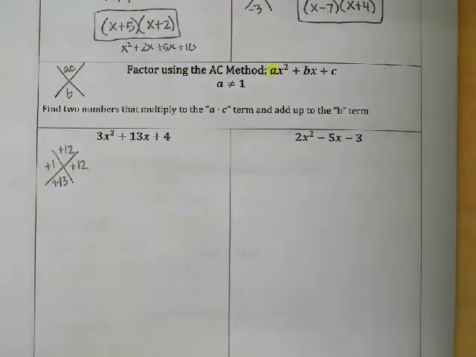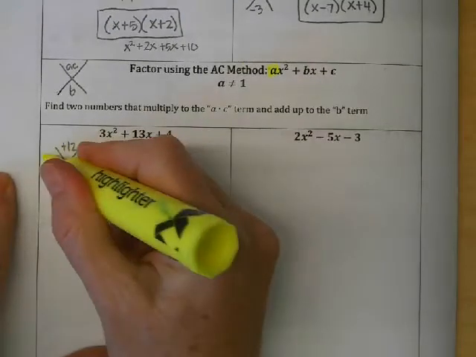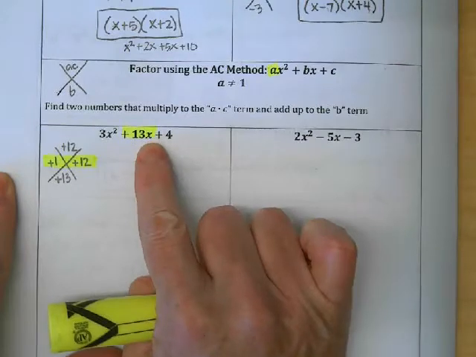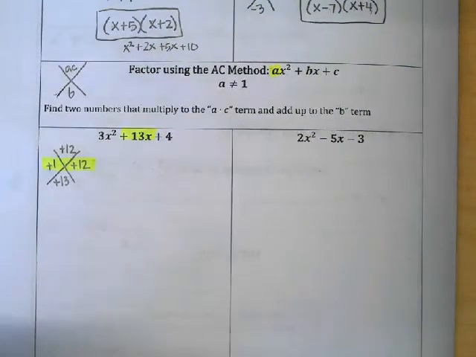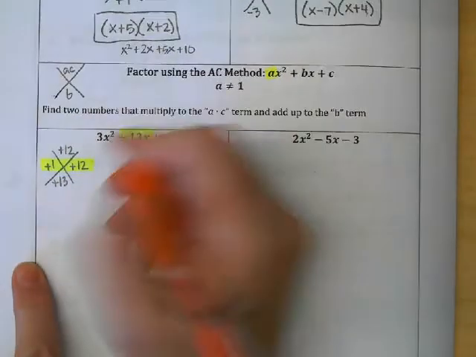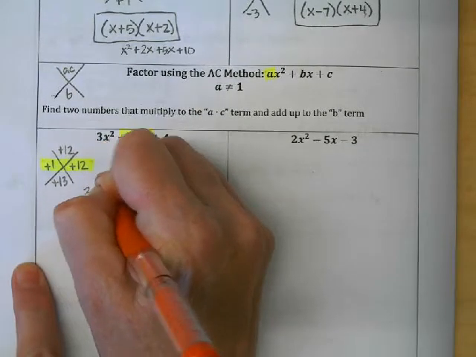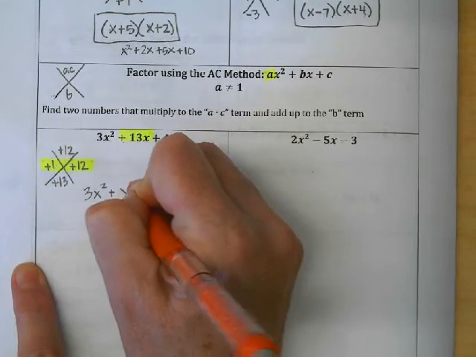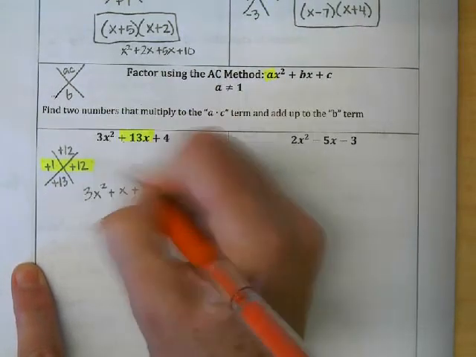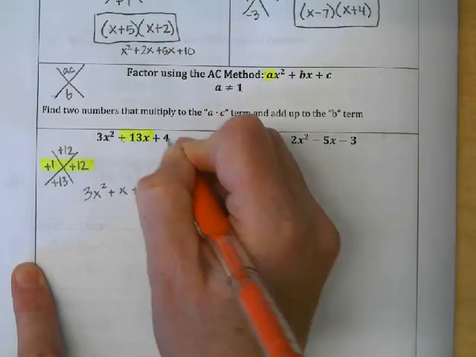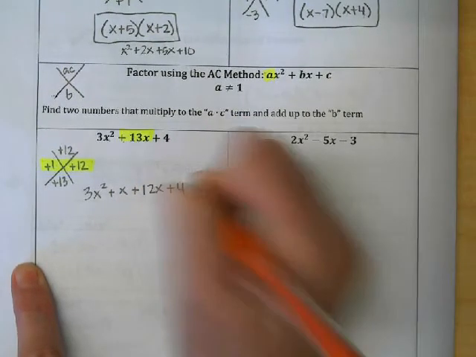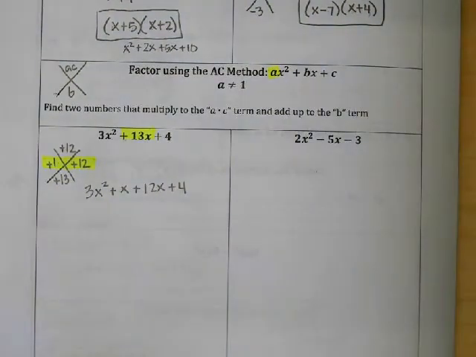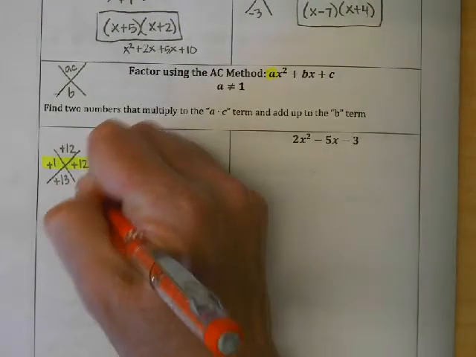Okay, now what I do is I need to rewrite this term right here using those two numbers. So I'm just going to write that 3x squared, but instead of plus 13x, I'm going to put plus 1x, and I don't need that 1 in front, and then plus 12x, and then the plus 4. Okay, so I didn't really change the problem. If I combine like terms, I would get that back again. Now that I have 4 terms, I'm going to factor by grouping.